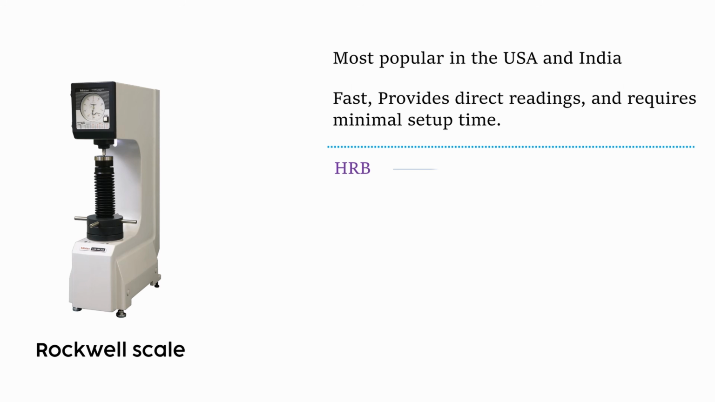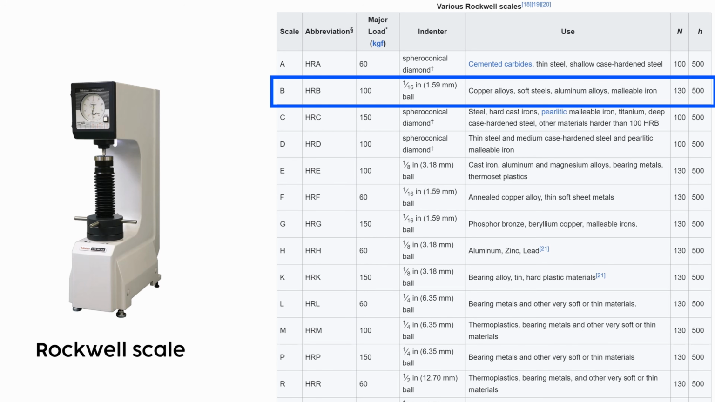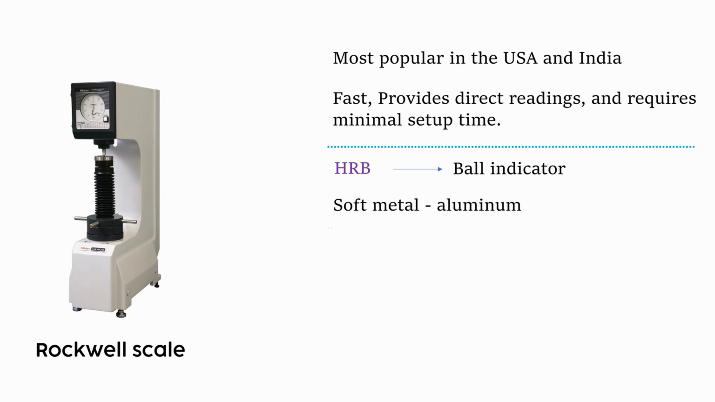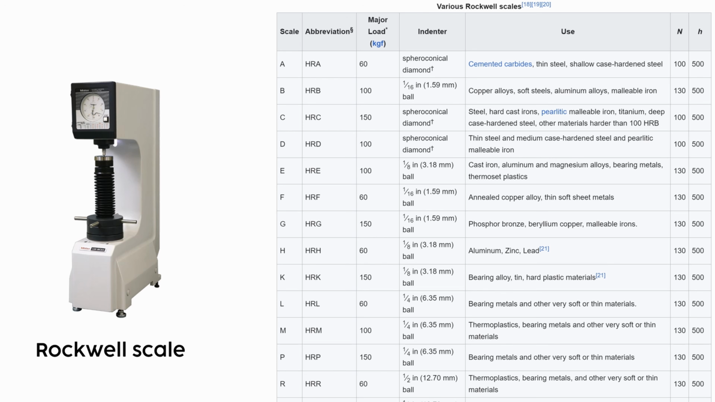HRB, B stands for ball indenter. The penetration under a known force of 100 kgf is measured, and it is mostly used for relatively soft material like aluminum. HRC, C stands for conical indenter, and the measured load is 150 kgf. Look, you don't have to memorize any numerical value. I'm explaining just to establish why these different hardness scales exist and their purposes.